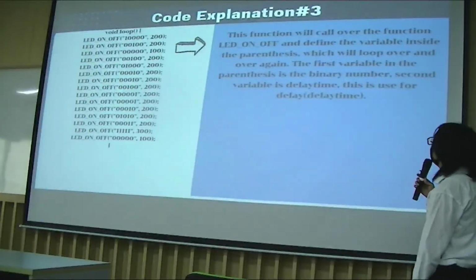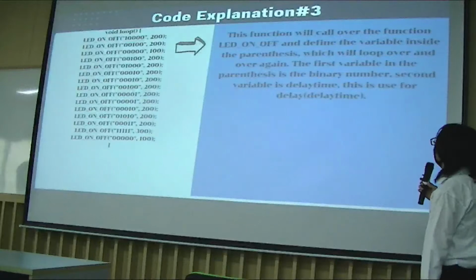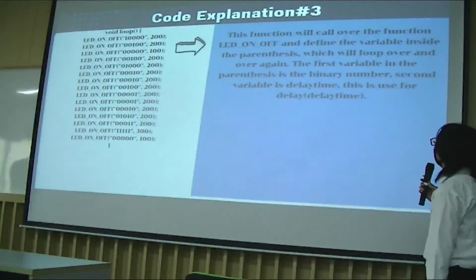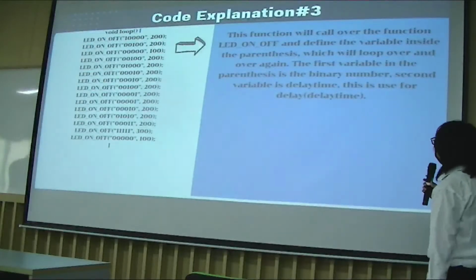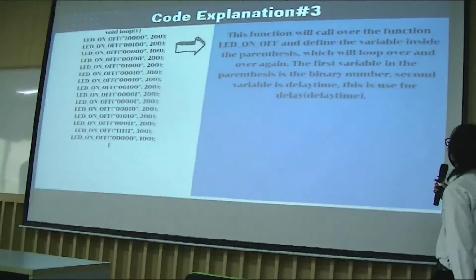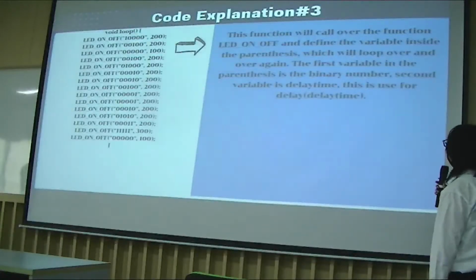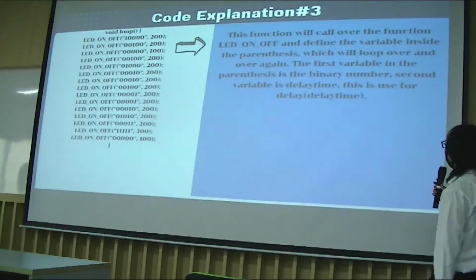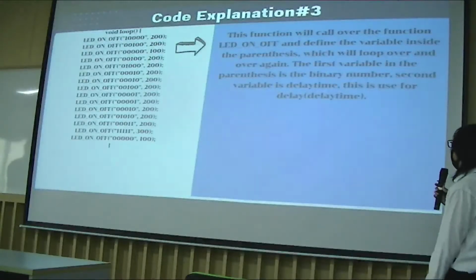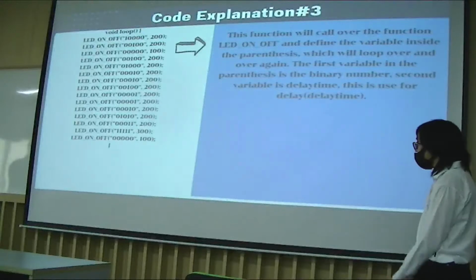For the function loop, this function will call the function LED on off and define the variables inside the parenthesis, which will loop over and over again. The first variable in the parenthesis is a binary number. The second variable is the delay time.